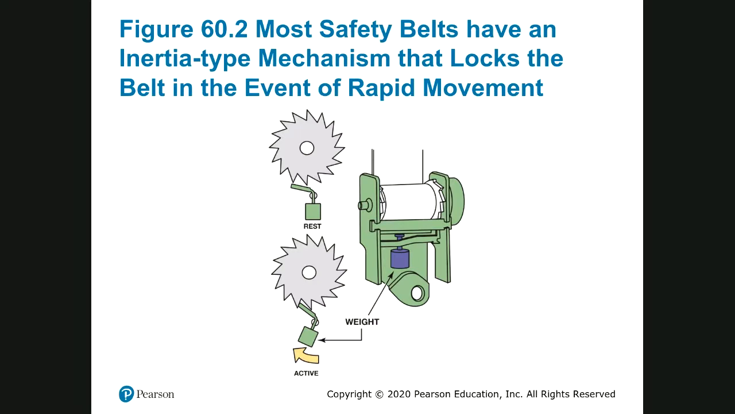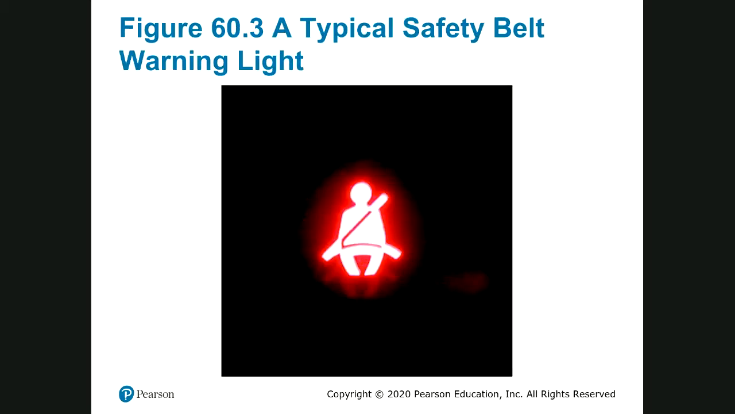Talk about pretensioners or tensioners. Safety belts have an inertia type mechanism that locks the belt in the event of rapid movement. Accelerate really hard, that little weight at the bottom there will swing on its pivot and actually lock the seat belt up. Brake really hard, same thing will happen there. So just be aware of that. And here's your typical safety warning light. That's pretty typical there for all of them.